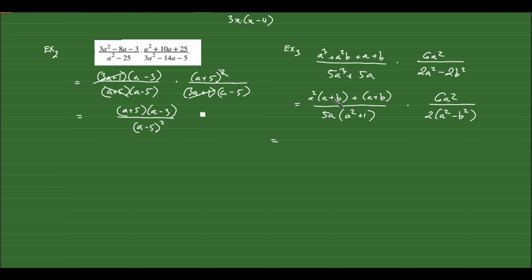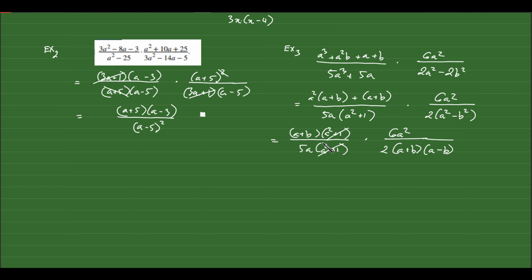Alright, then what? You have a plus b and a plus b are the same, right? So you take a plus b out, then what's left inside is a squared plus 1. And over here you have 6a squared over 2. This is a difference of squares right here, so you can write a plus b times a minus b.